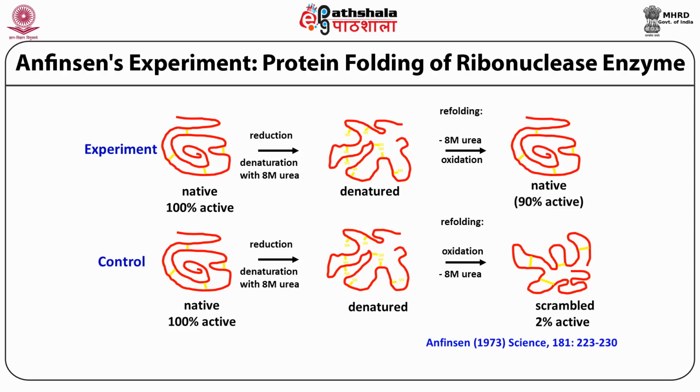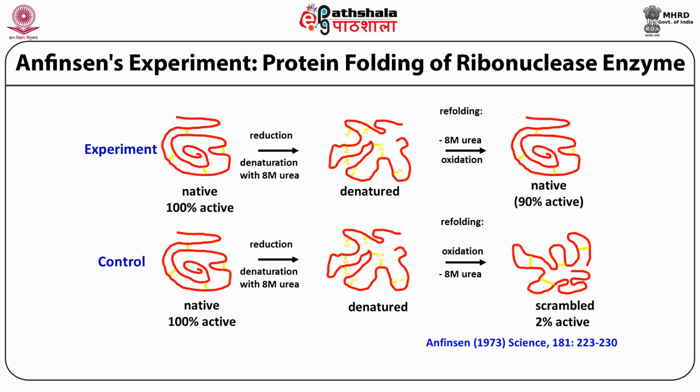In the experiment, what needs to be understood is that when refolding took place with the removal of 8 molar urea, the protein folded to its native conformation and the oxidation facilitated the formation of disulfide bonds between the cysteines which came close to one another. This resulted in an active protein.